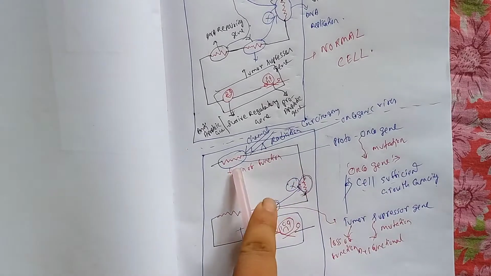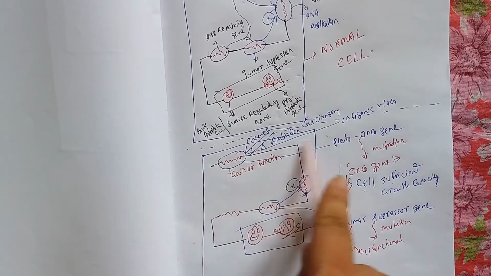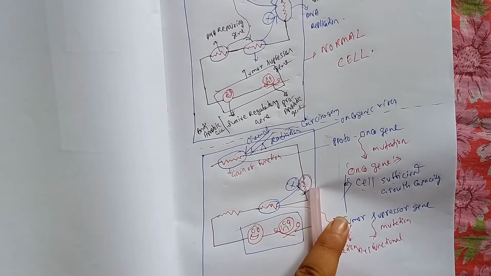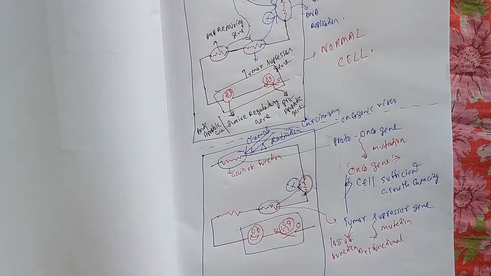Now these genes we have seen here, this is the gain of function, it will divide too much and no one is here to stop it. No one is here to stop it. So it can divide further, more and more.